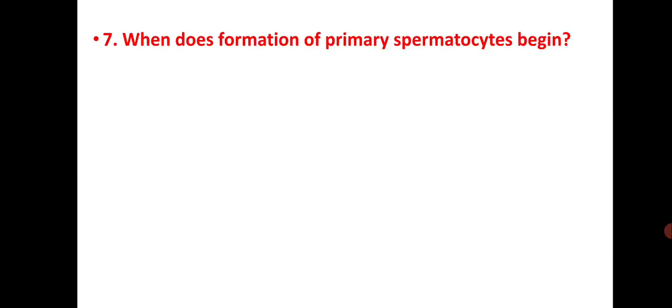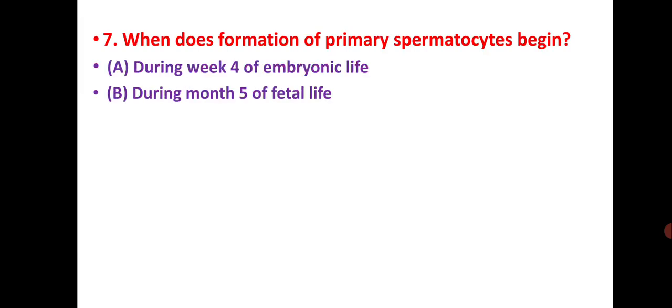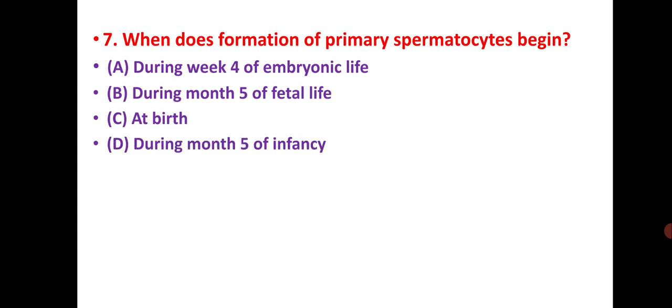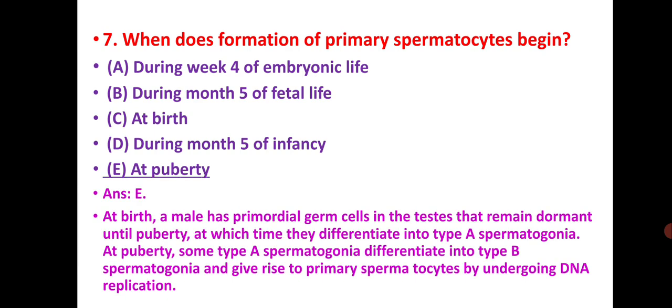Seventh question: when does formation of primary spermatocytes begin? During the fourth week of embryonic life, during the fifth month of fetal life, at birth, during the fifth month of infancy, or at puberty. The answer will be E, that is at puberty.